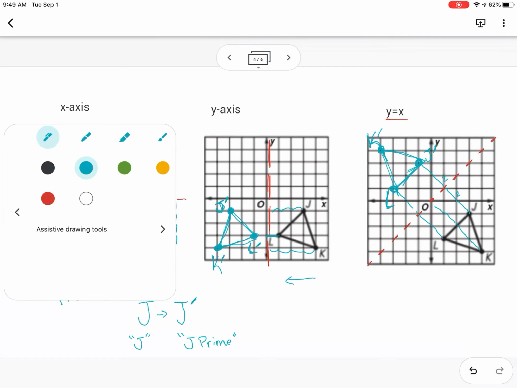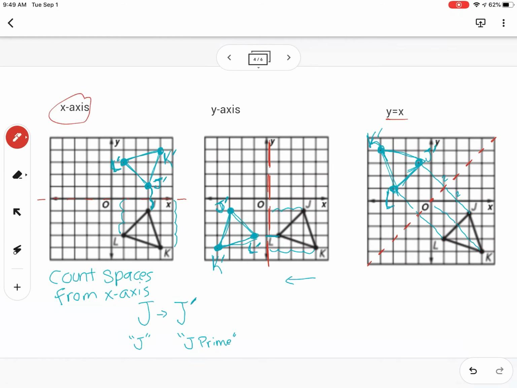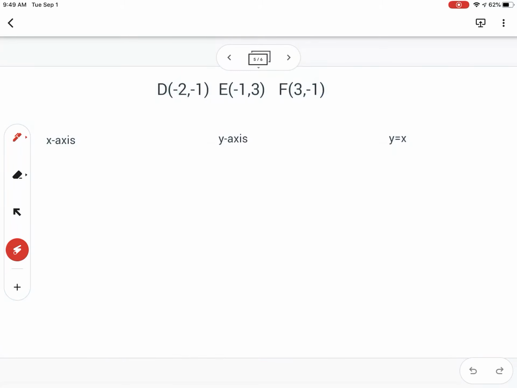So for each one, you determine what line you're going across: x-axis, y-axis, or y equals x. And you count how far it is from the dotted line, and then go the same amount of spaces the other direction. Right? That's how you do it when you're drawing a graph. If you don't have a graph and you just have points, we have another way of doing it. You could draw a graph if you wanted to, or if you want a shortcut, you can follow that.